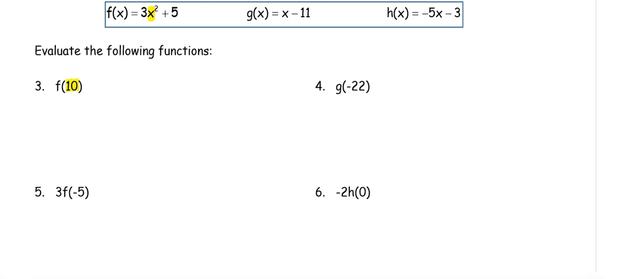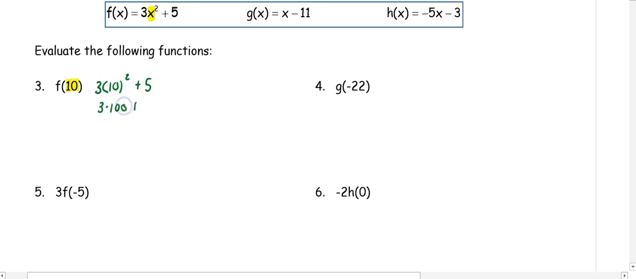So when we substitute, we have 3 times 10 squared plus 5. Remember, whenever I substitute, I'm going to put that number in parentheses. Now it's just order of operations. 10 squared is 100, so we have 3 times 100 plus 5. 3 times 100 is 300, plus 5 gets us 305.